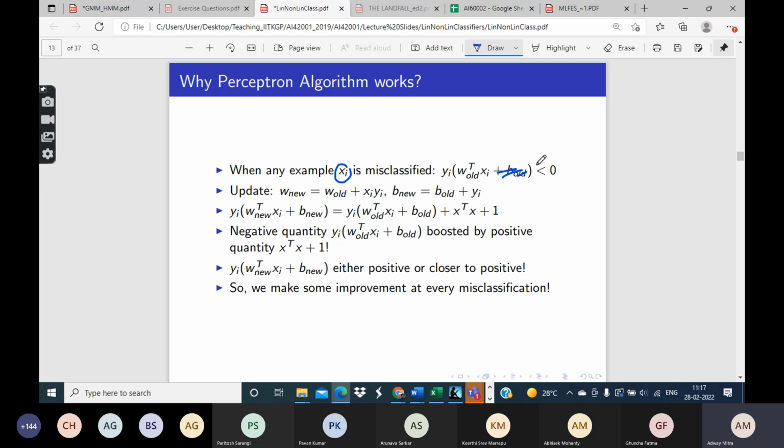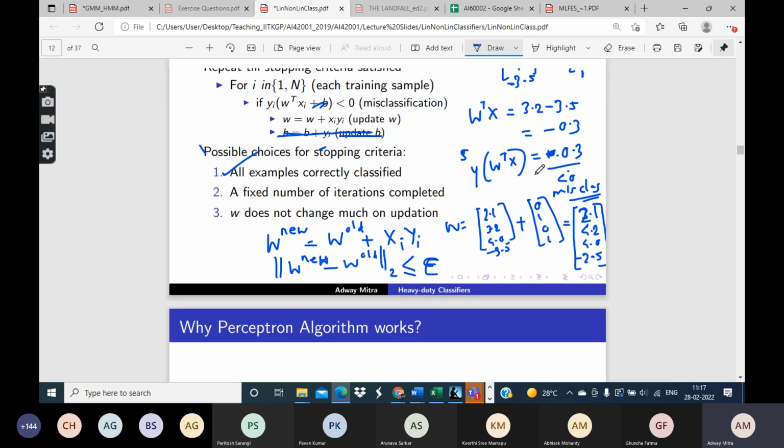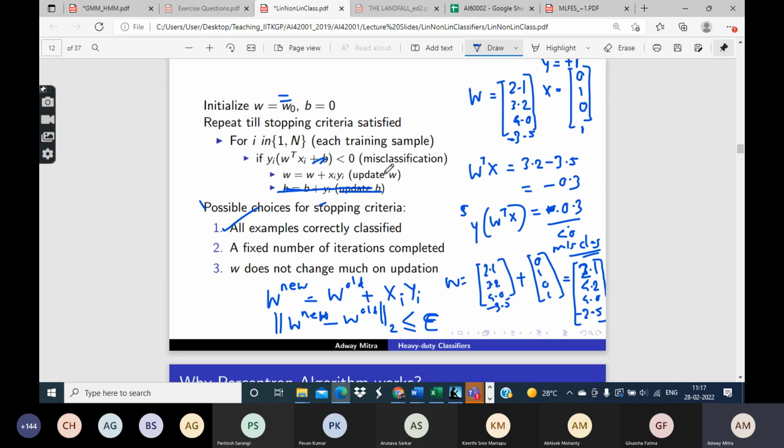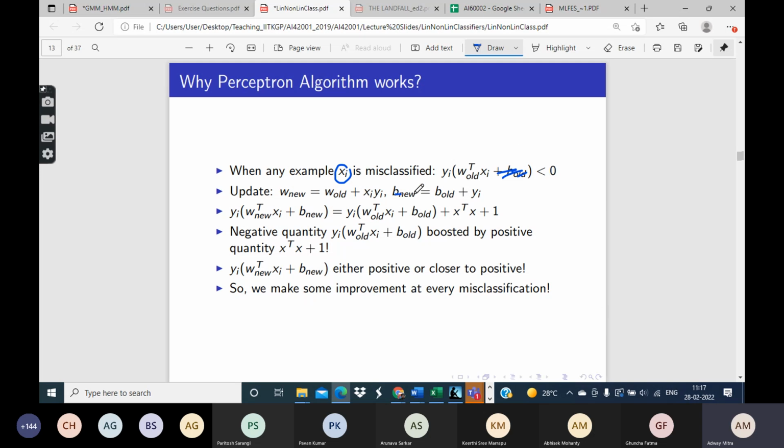Now, since a misclassification has happened, according to the perceptron algorithm, whenever a misclassification happens, we update W. We do that according to the following rule, and we get a new value of W. So the question is, will the new value of W be able to correctly classify Xi? The old value failed, but what about the new value? Let us see.